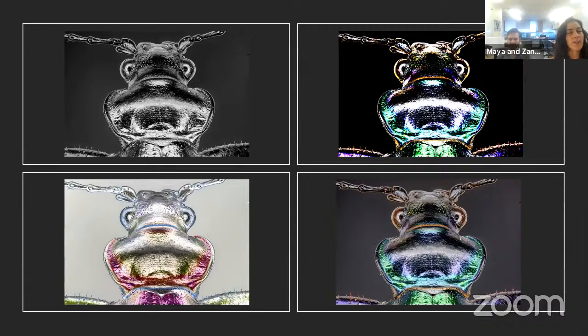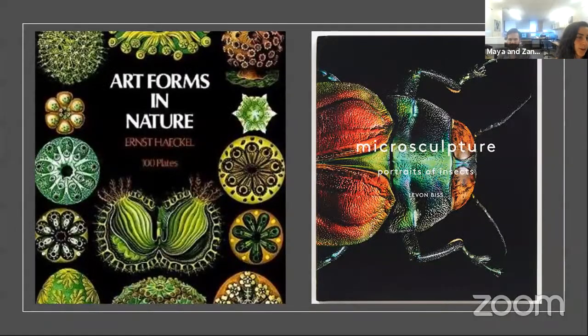So if you guys are interested in other artists that are inspired by nature for their art, these two books are highly recommended. On the left, we have Art Forms in Nature, by Ernst Haeckel. He was a German zoologist from the late 1800s, and he also saw the artistic quality in the images that he was looking at through the microscope. He would look through the microscope and draw them. So highly recommended.